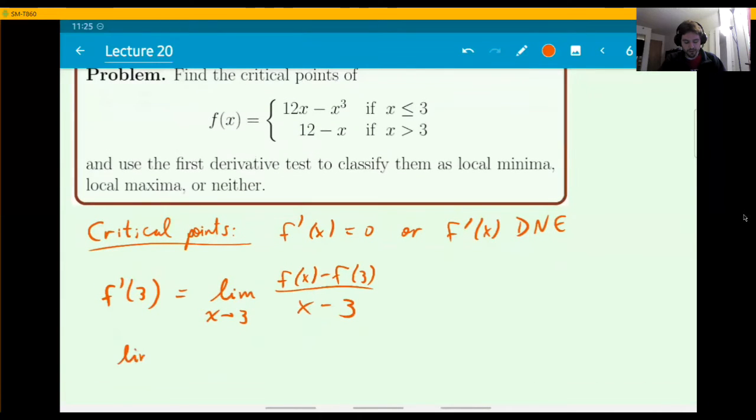If you come from the left, for example, yeah, let's do that. So if you are to the left side of the number 3, then the definition of f of x is the first expression, 12x minus x cubed.